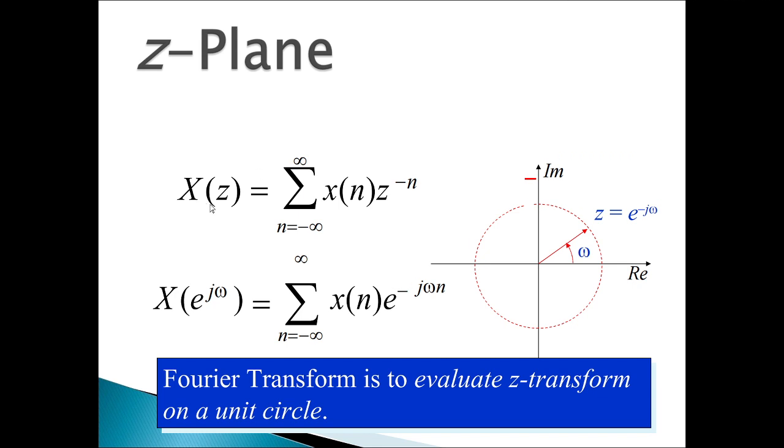See this one, x of z equals sigma n equals minus infinity to plus infinity x of n into z to the power of minus n, and if we replace z equals e to the power of j omega, it equals sigma n equals minus infinity to plus infinity x of n into e to the power of minus j omega n. That means here we need to find the value of z for which it is going to converge. So the Fourier transform is the evaluation of the z transform on the unit circle.